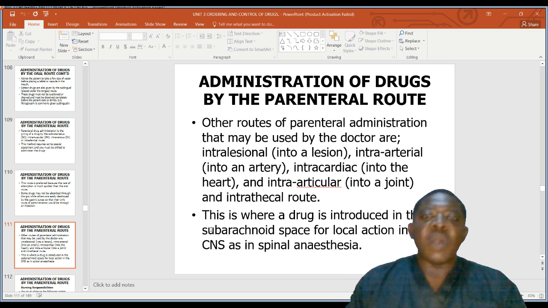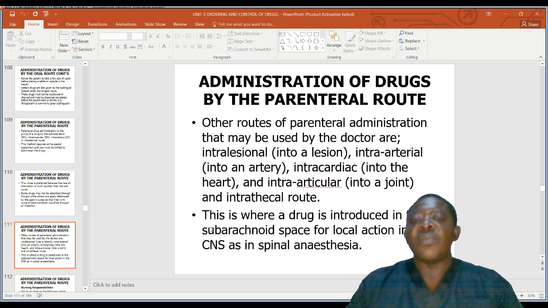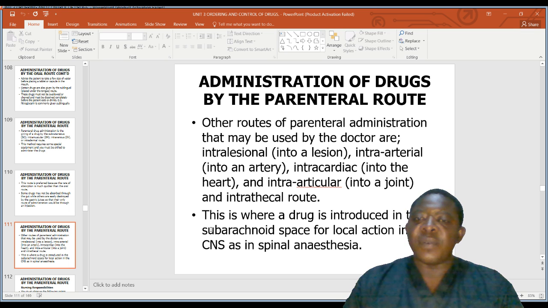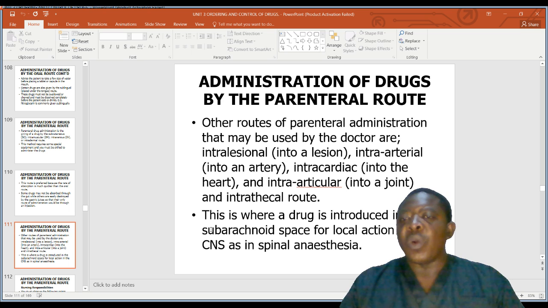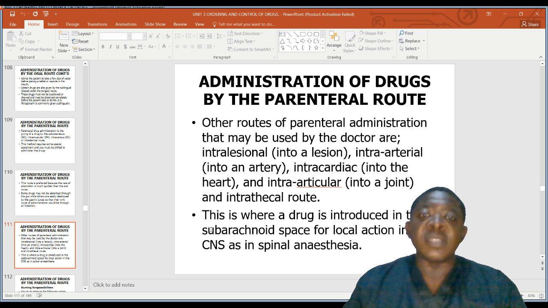Okay, so other routes of parenteral administration that may be used by the doctor are intralesional, that is into a lesion, intra-arterial, into an artery, intracardiac, that is into the heart, intra-articular, into a joint, and the intrathecal route, into the spine. This is where a drug is introduced in the subarachnoid space or spine for local action in the central nervous system, as in the spinal anesthesia.